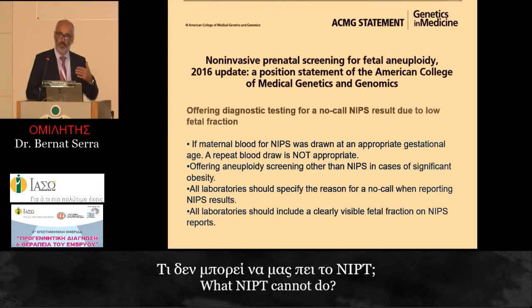Also, the American College recommends to offer aneuploidy screening other than NIPS in cases of significant obesity. As I told you, there's an increased likelihood that you have a low fetal fraction, so go directly to other screening methods, either combined screening or go directly to an invasive procedure. And they also say that all laboratories should specify the reason for no call when reporting a NIPS result, and this is important. And also all laboratories should include a clearly visible fetal fraction on the NIPS report.